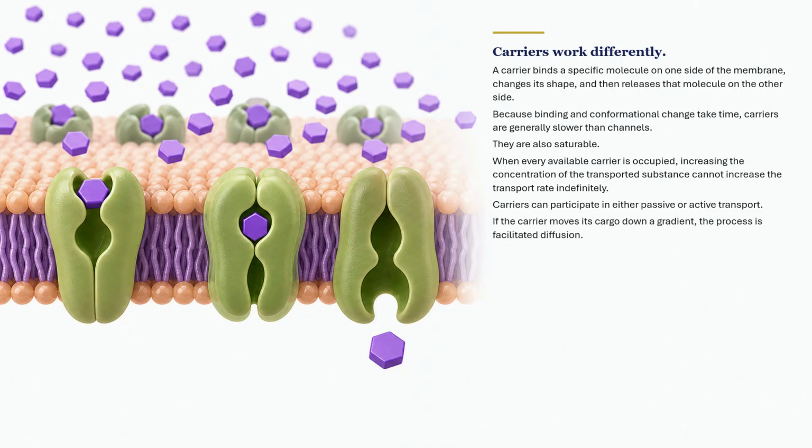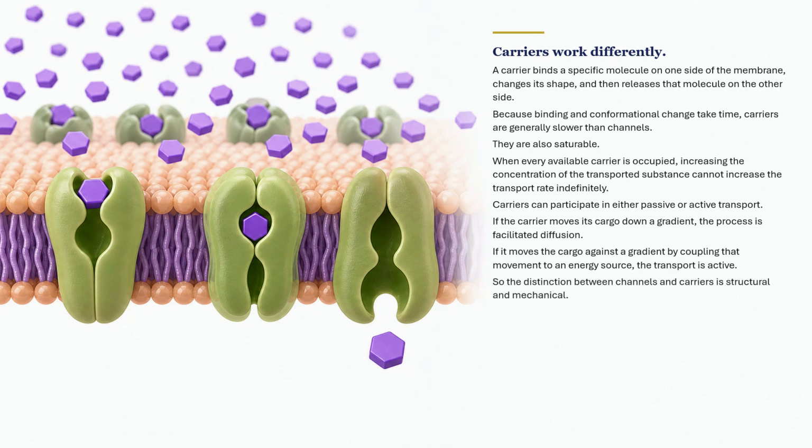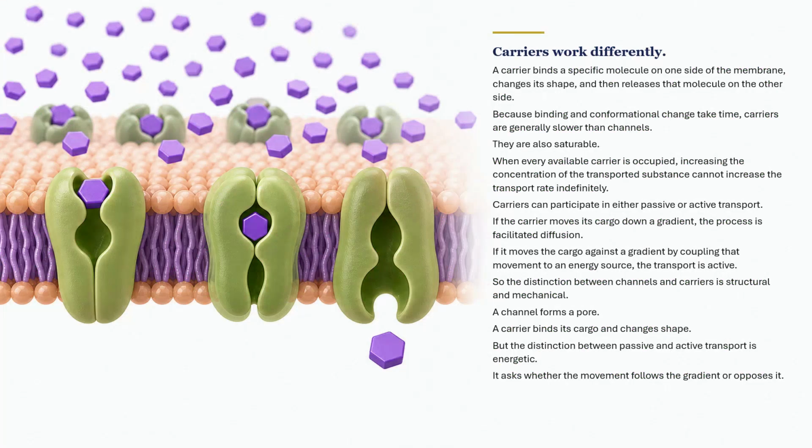If the carrier moves its cargo down a gradient, the process is facilitated diffusion. If it moves the cargo against a gradient by coupling that movement to an energy source, the transport is active. So the distinction between channels and carriers is structural and mechanical. A channel forms a pore. A carrier binds its cargo and changes shape. But the distinction between passive and active transport is energetic. It asks whether the movement follows the gradient or opposes it.